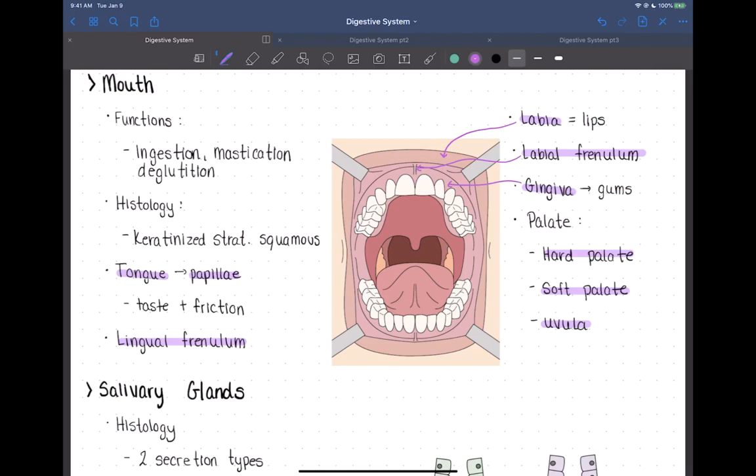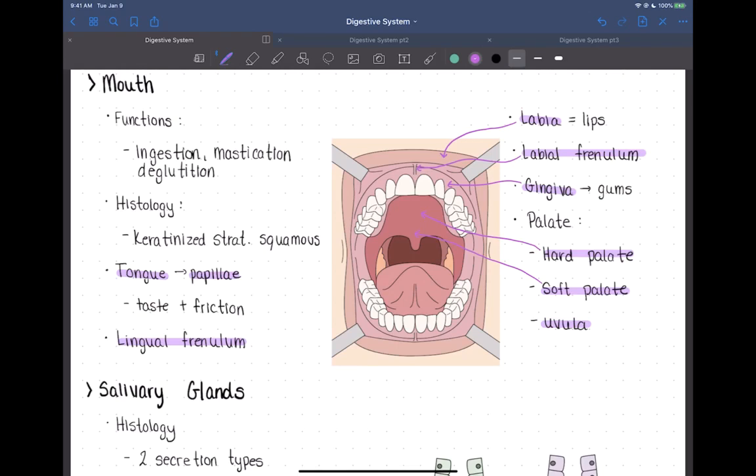Okay, and so then as we move more posteriorly, you'll find the palate. All right, so all of this would be the palate. The more anterior part of the palate is going to be the hard palate. That is going to be made of bone underneath that epithelial tissue. And then behind that, we'll have the soft palate. There's no bony structure underneath the soft palate.